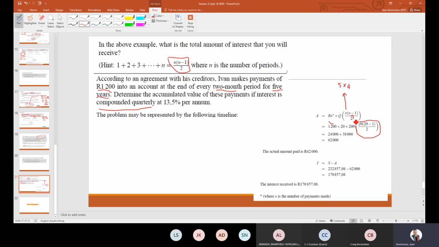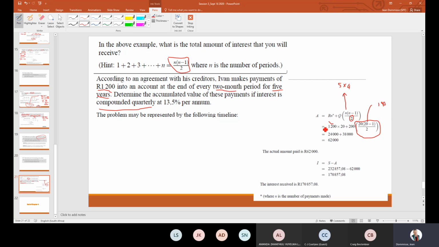So you divide by what they told us, how many he deposited every second month. With that formula, it's basically 20 times 19 divided by 2. So 20 times 19 divided by 2 will give you 190. Okay.